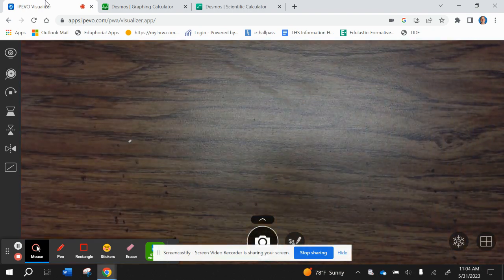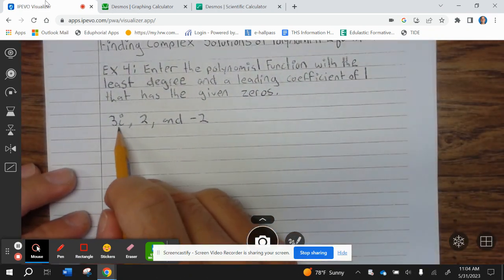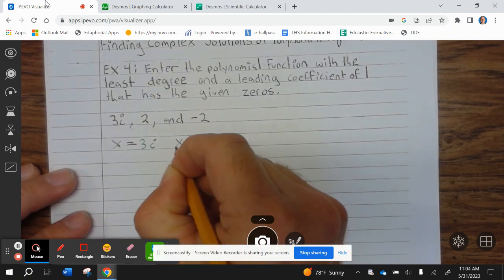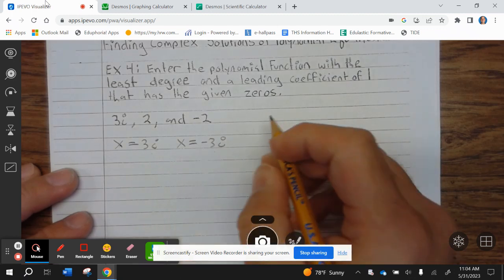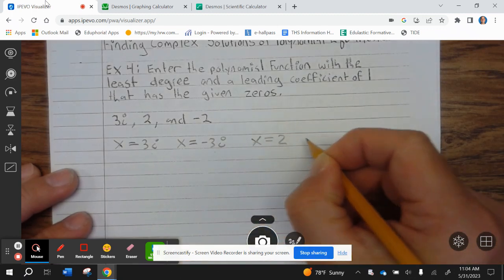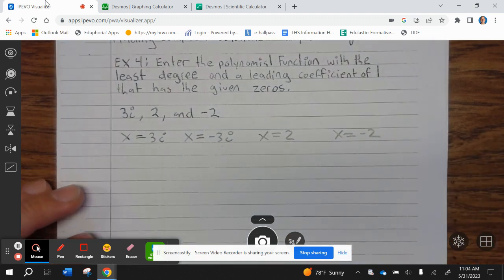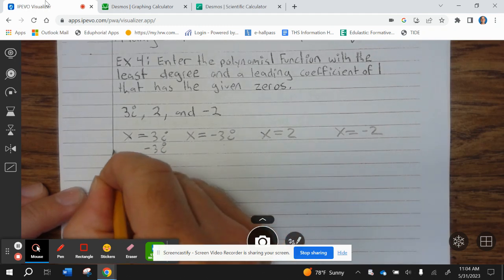All right, same thing. We're going to again work backwards to find the equation. Now, if we have a 3i, we know that x equals 3i, but we also know that we have x equals negative 3i. Whenever you have i, you have a positive and a negative. Then x equals 2 and x equals negative 2. And again, we're going to work backwards to get the equation. So we're going to subtract 3i from both sides.